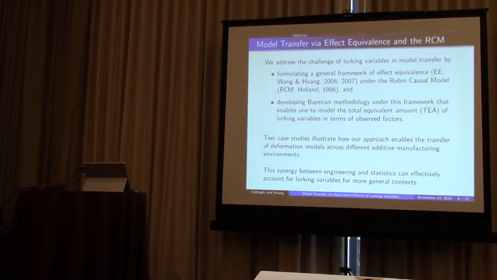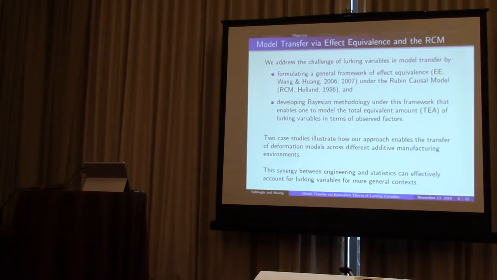I'll be illustrating our approach, our framework, and methodology on two case studies for additive manufacturing. First one being accounting for the lurking variable of over or underexposure in 3D printing, and the other one being the change in the calibration setting that I mentioned previously. And ultimately, we can conclude that the synergy between engineering and statistics can effectively account for the problem of lurking variables and model transfer for more general contexts: medicine, as well as other types of contexts.